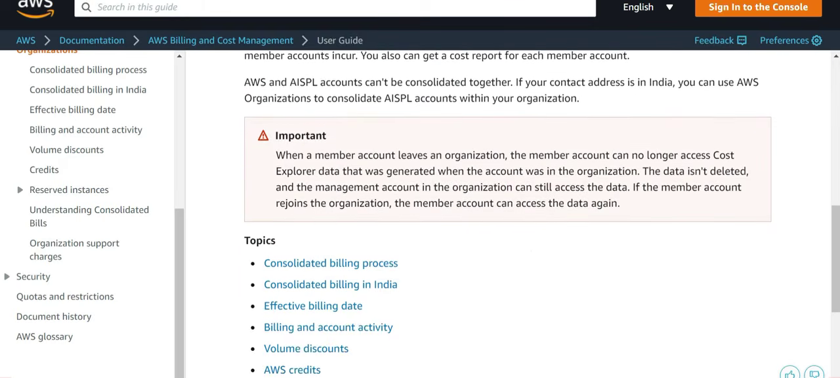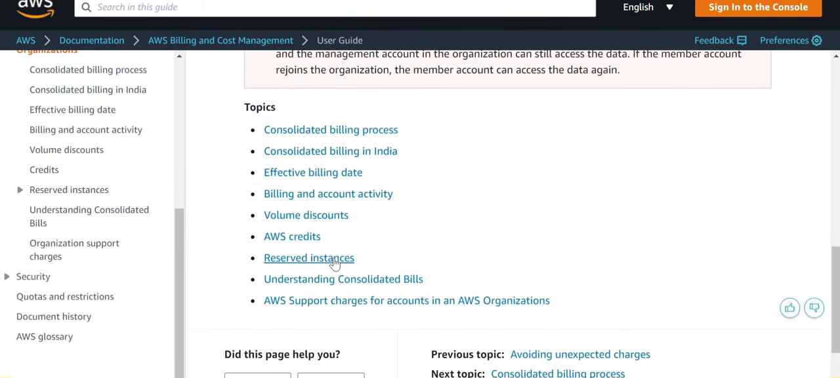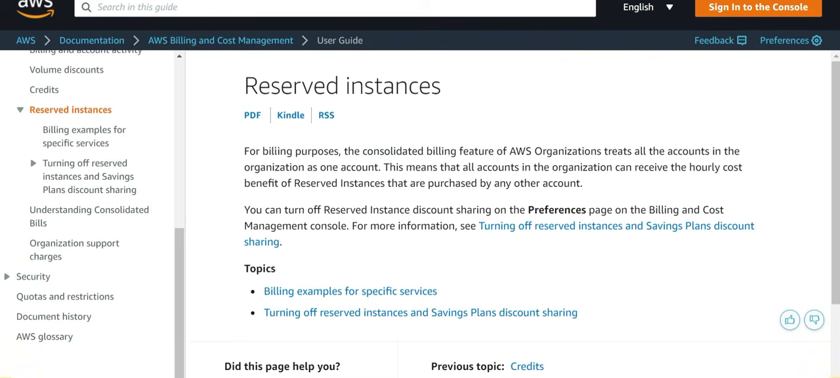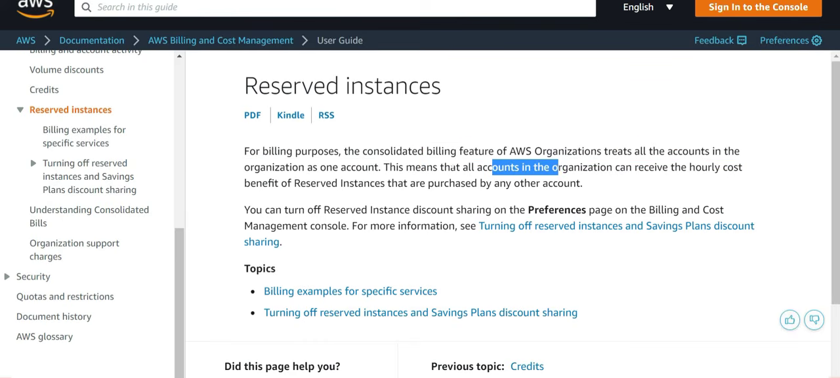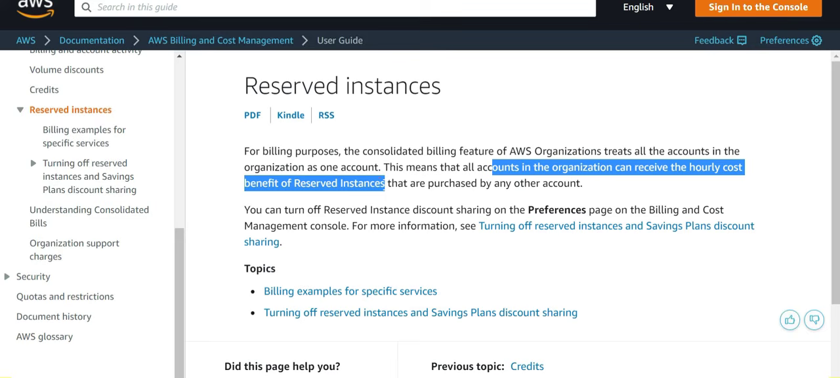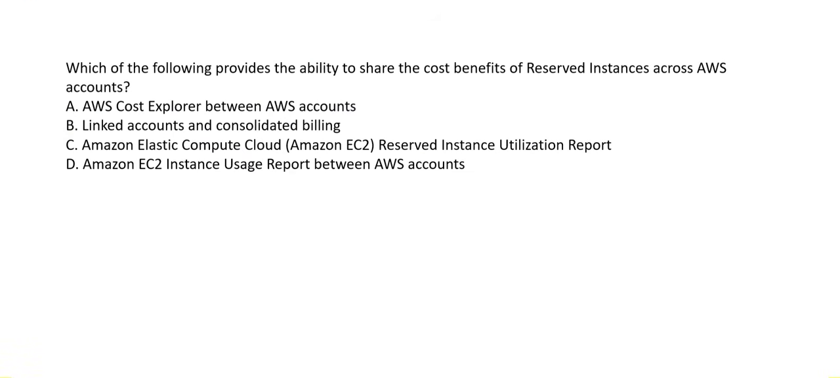So let's look here at how it helps for the reserved instances. For billing purposes, the consolidated billing feature treats all accounts in the organization as one account. This is key. It treats all accounts as one account, and all accounts in the organization receive hourly cost benefit of reserved instances. Okay, so that way it is billing at a consolidated level and very efficient to manage your costs. So option B looks correct, but let's scan through C and D as well.